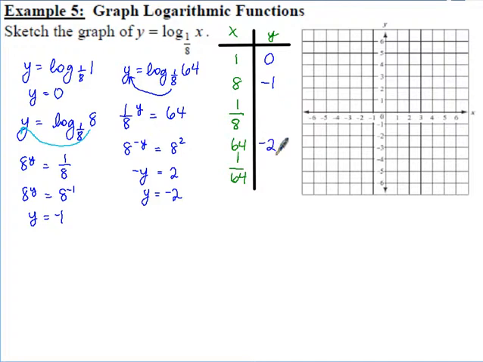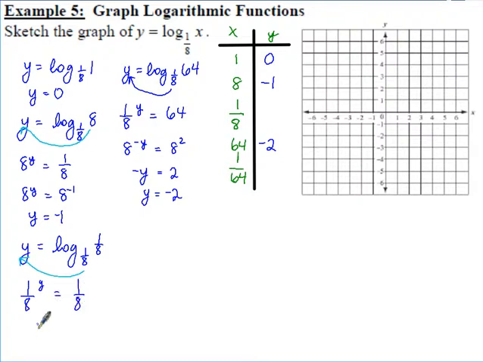Alright, so let's do 1/8. So I'll say y equals log base 1/8 of 1/8. So this 1/8 comes up and underneath. Then you're going to have 1/8 to the power of y equals 1/8. Well, that just means y is going to be equal to a positive 1. So you plug a positive 1 in here. This is going to end up being a positive 2.